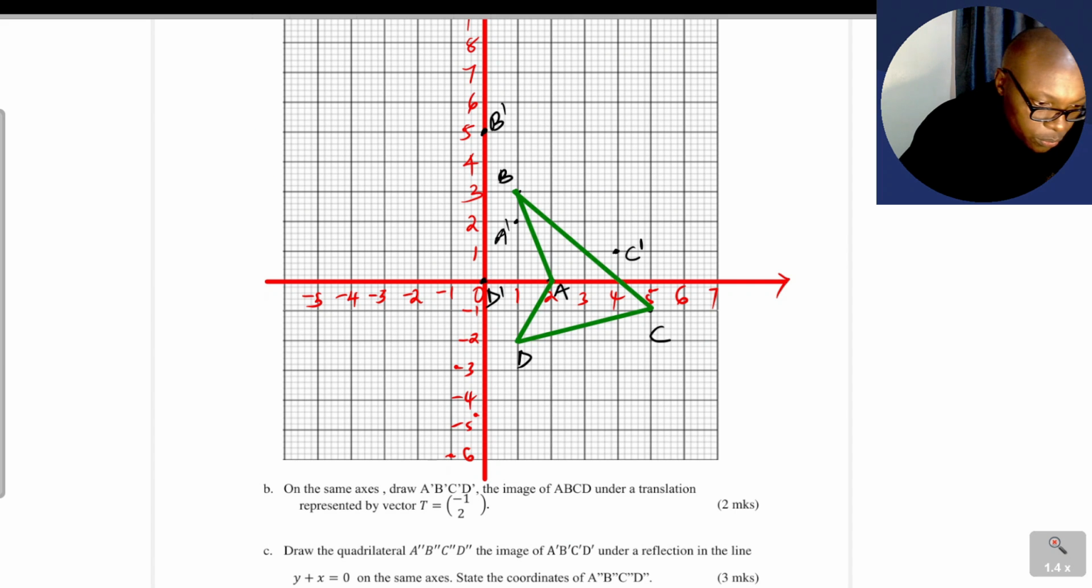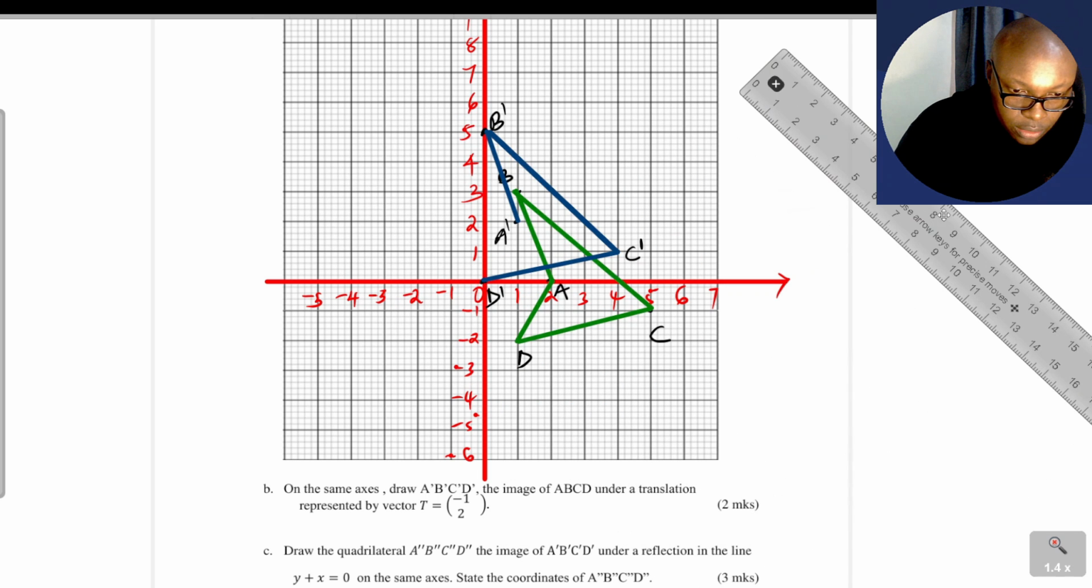Again, we join these points. So from A1 to B1 to C1 to D1. That is how we join it. So let me join. So A1 to B1, like that. Then from B1 to C1. Then from C1 to, join this one properly. I think that one is better. So I have it. And then you can join A1 to D1. So we have the points there.